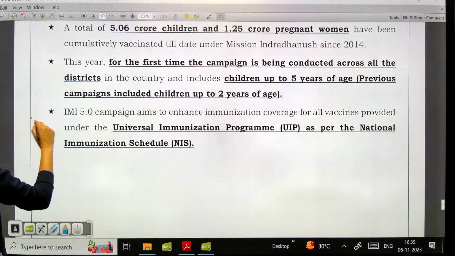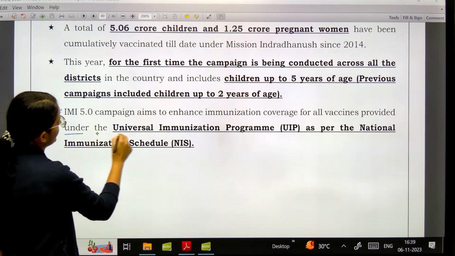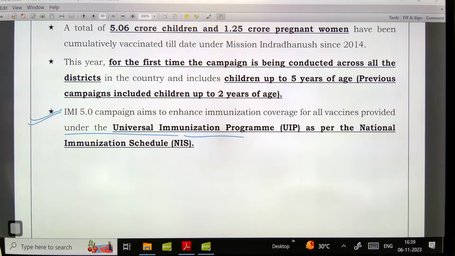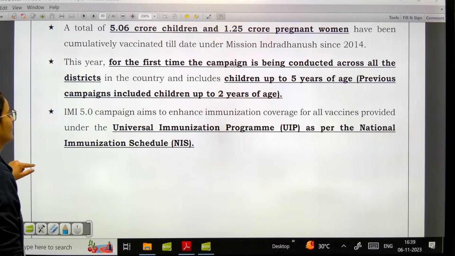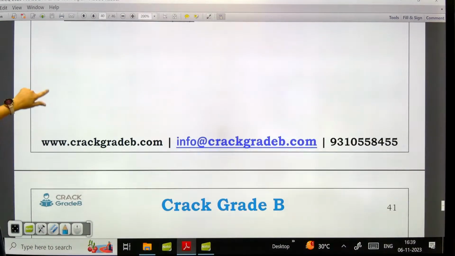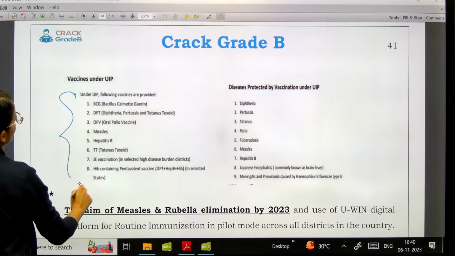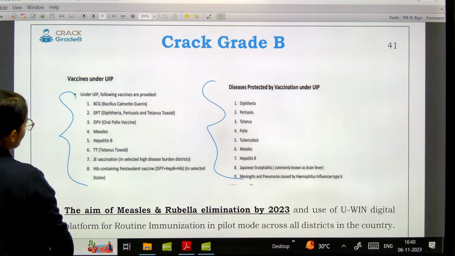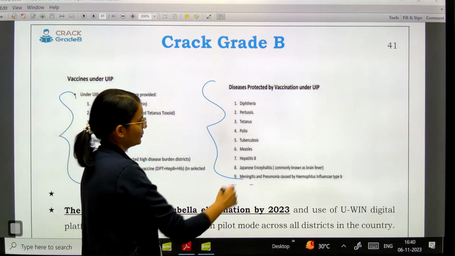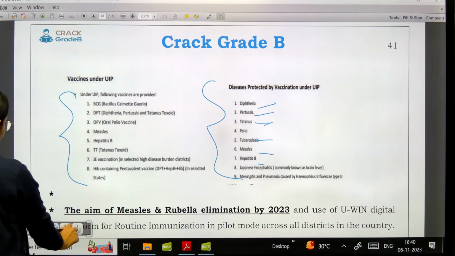So 2 new things have been introduced in IMI 5, and immunization coverage of all vaccines under the Universal Immunization Program as per the National Immunization Schedule. So all the vaccination will be done as per the National Immunization Schedule in IMI 5. These are under UIP, and these are the diseases protected by vaccination. There are 12 diseases. You don't have to remember this, but at least go through these diseases once, to see what diseases are covered under UIP.